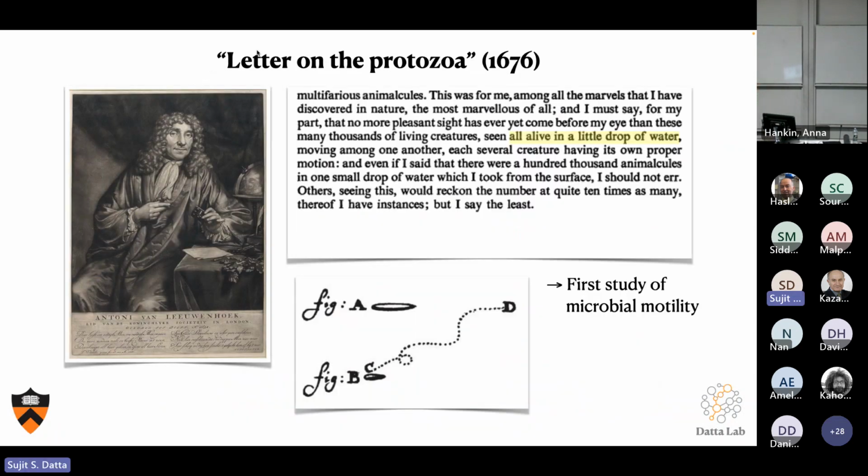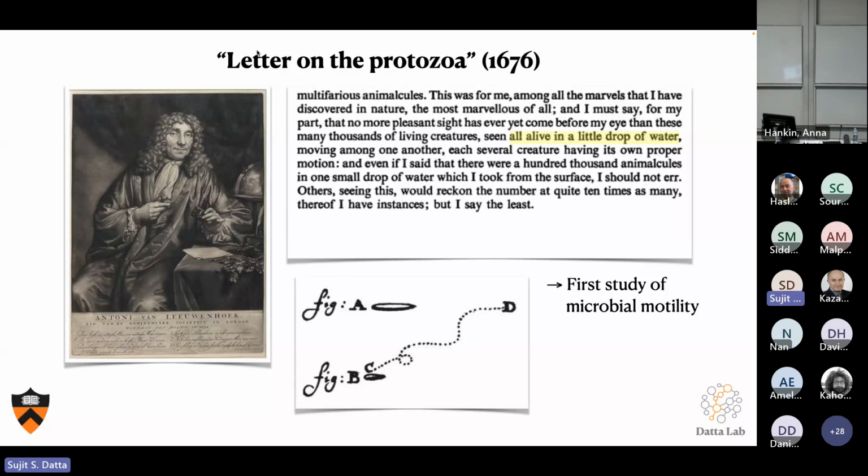So today's story begins with the initial discovery of bacteria over 300 years ago by this person, Anton van Leeuwenhoek, who was a Dutch microscopist. He invented the microscope, and he wanted to play around with it. And so he went to a local pond and took a drop of pond water and looked at it under the microscope. And he reported seeing, for him, among all the marvels he had discovered in nature, the most marvelous of all. He reported seeing many thousands of living creatures, all alive in this little drop of water, moving among one another. Many of these were bacteria.